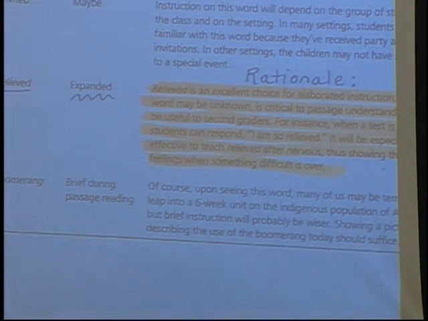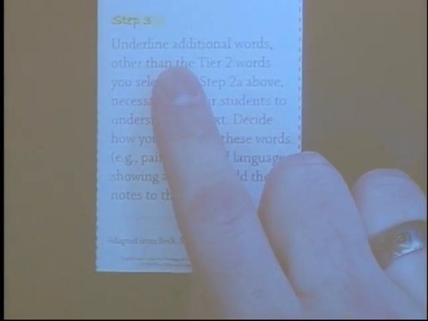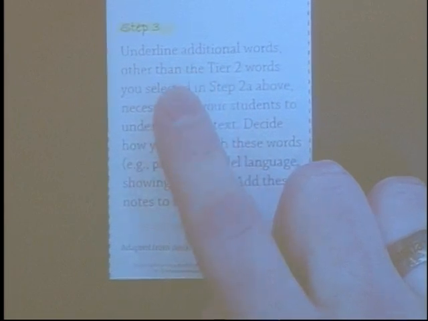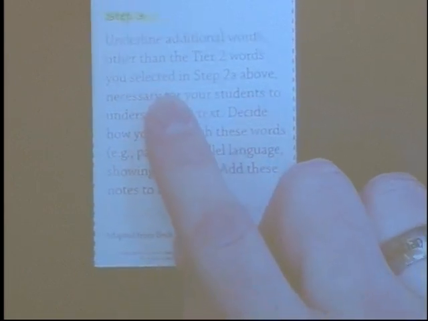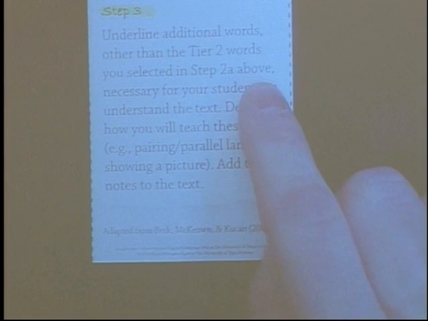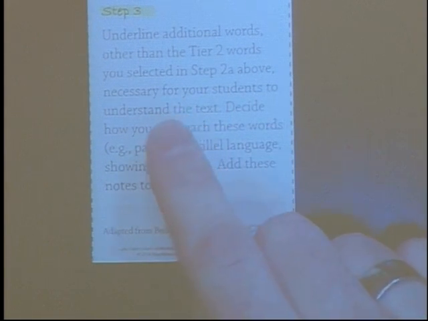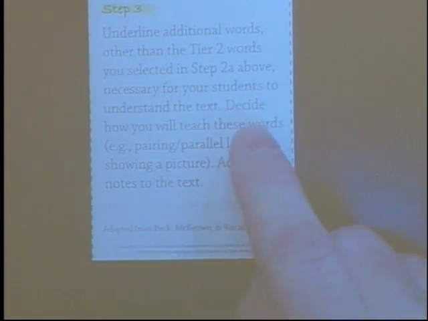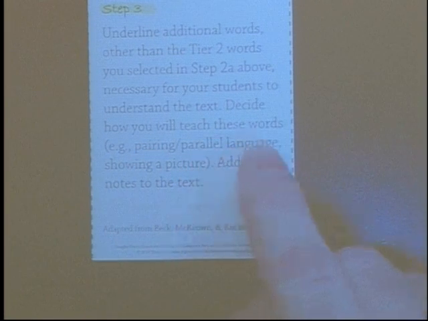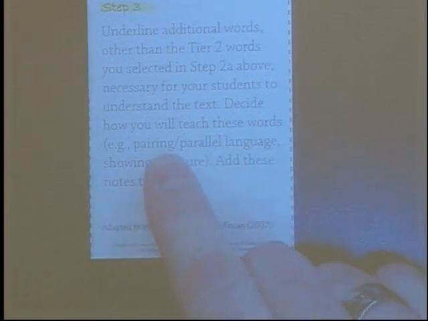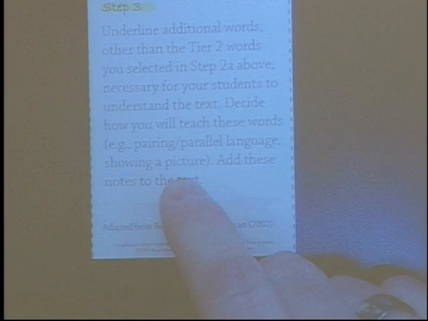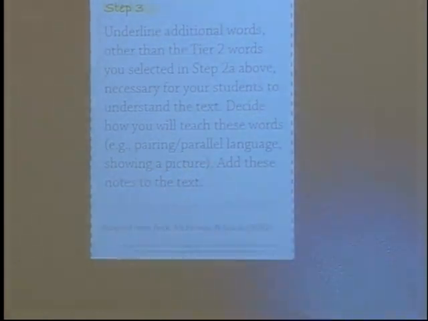Okay? Let's move on to step 3. Grab your bookmark. Read it with me. Underline additional words other than the Tier 2 words you selected in step 2A above, necessary for your students to understand the text. Decide how you will teach these words. Example, pairing, parallel language, showing a picture. Add these notes to the text. Okay?